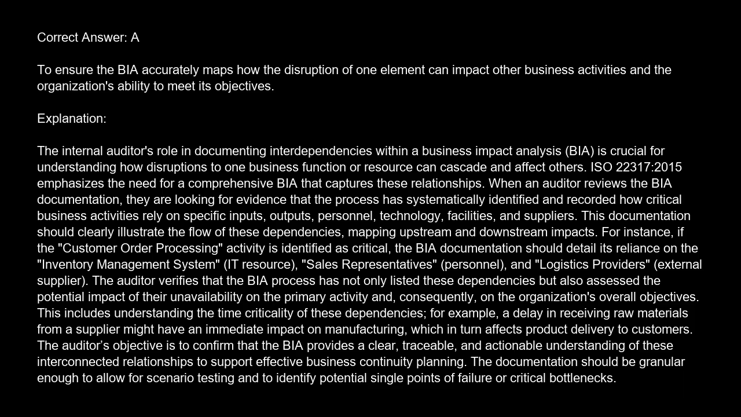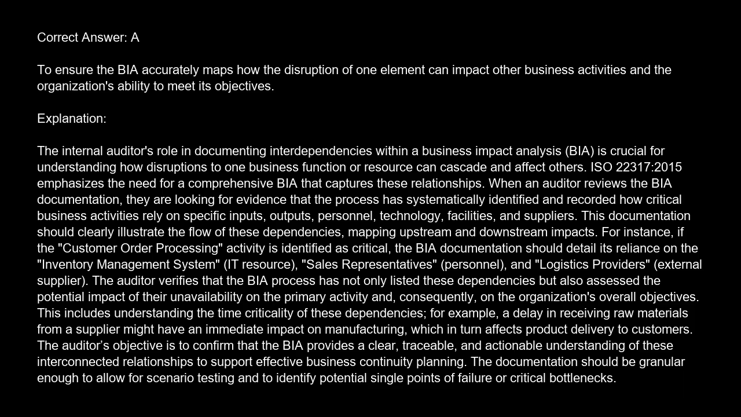ISO 22317-2015 emphasizes the need for a comprehensive BIA that captures these relationships. When an auditor reviews the BIA documentation, they are looking for evidence that the process has systematically identified and recorded how critical business activities rely on specific inputs, outputs, personnel, technology, facilities, and suppliers. This documentation should clearly illustrate the flow of these dependencies, mapping upstream and downstream impacts.